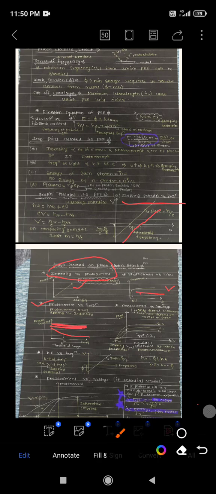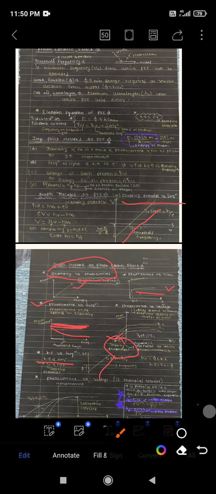Like this. Now the curve is photocurrent versus voltage, where current varies. The stopping potential is V0, where the photocurrent is 0. Now the kinetic energy versus frequency curve. As we know that kinetic energy is directly proportional to the frequency, so the curve will be a straight line.